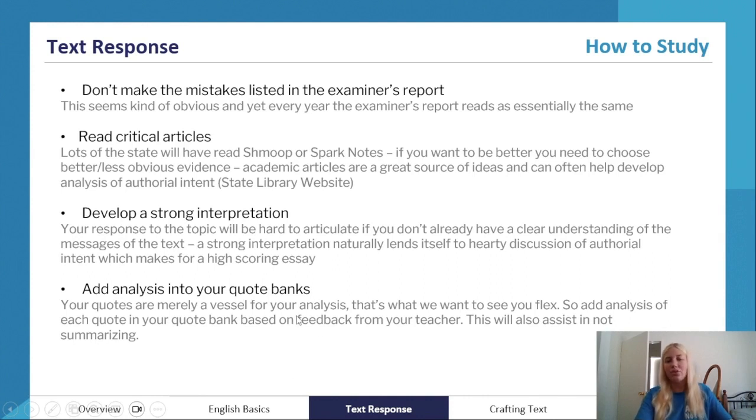Add analysis into your quote banks. Don't just have quotes written down, but do a mini analysis, put down analytical ideas for each quote that you're planning to use. This is giving you an opportunity to directly practice essay writing, because most of the body of your essays is evidence and analysis, evidence and analysis. So do mini dot point analyses for all of your quotes.